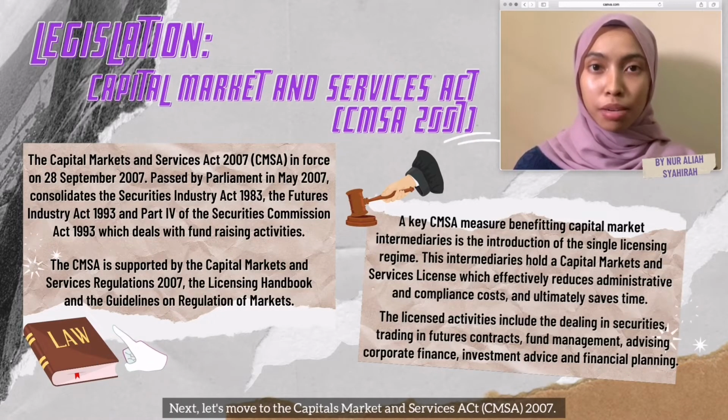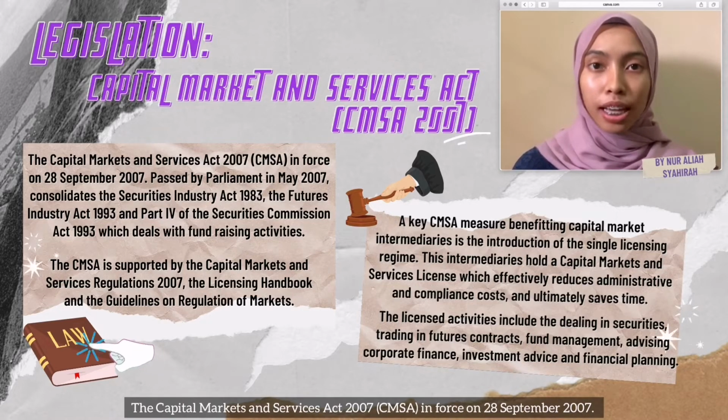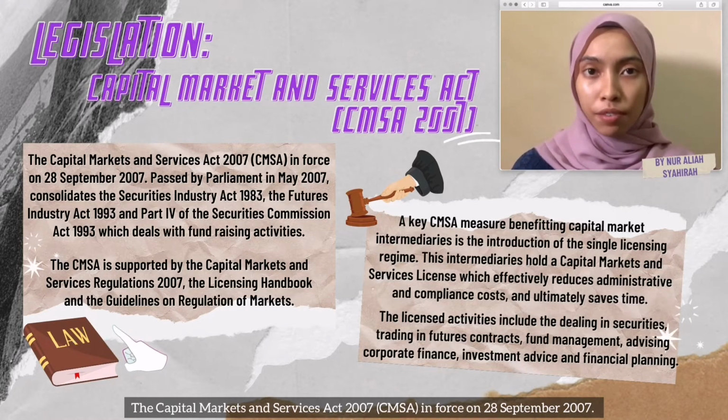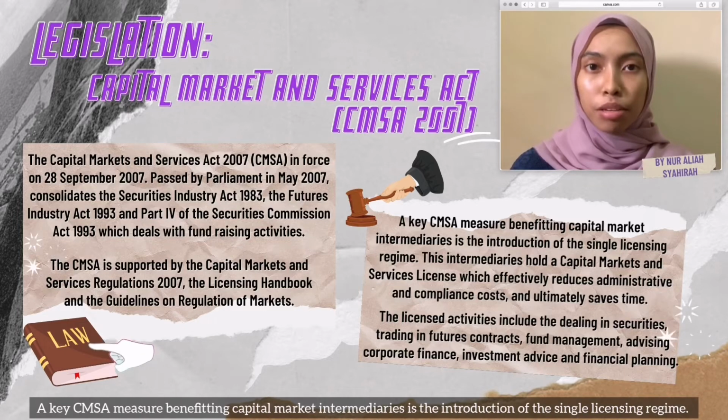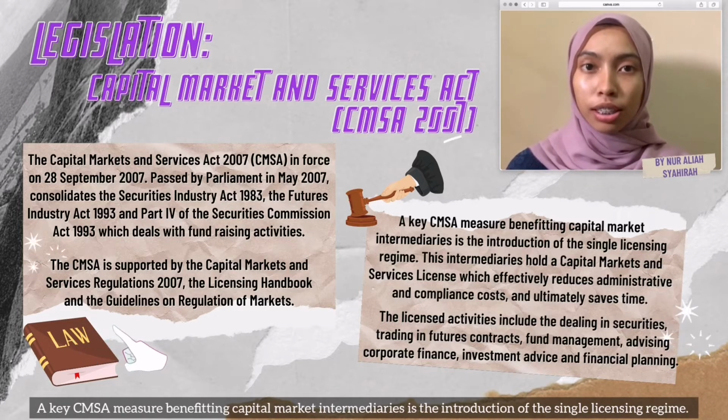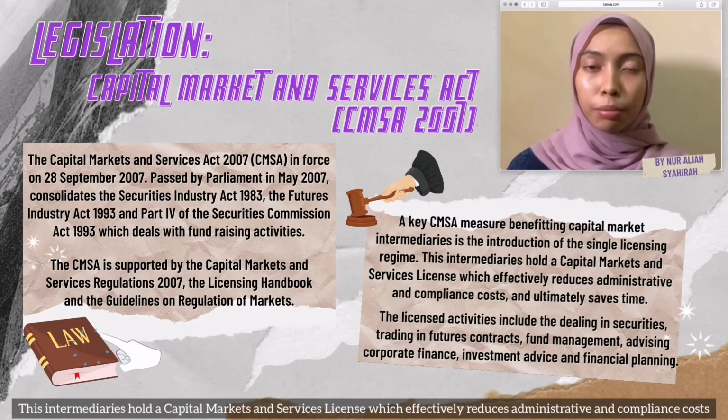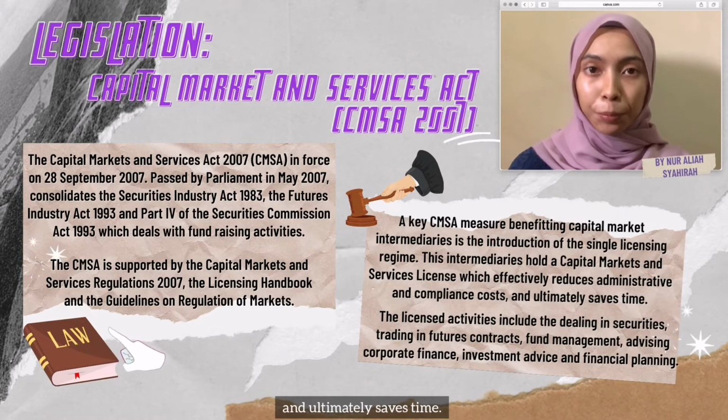Next, let's move to the Capital Markets and Services Act, CMSA 2007. The Capital Markets and Services Act 2007, CMSA, came into force on 28 September 2007, passed by Parliament in May 2007, which deals with fundraising activities. A key CMSA measure benefiting capital market intermediaries is the introduction of the single licensing regime. These intermediaries hold a capital markets and services license, which effectively reduces administrative and compliance costs and ultimately saves time.